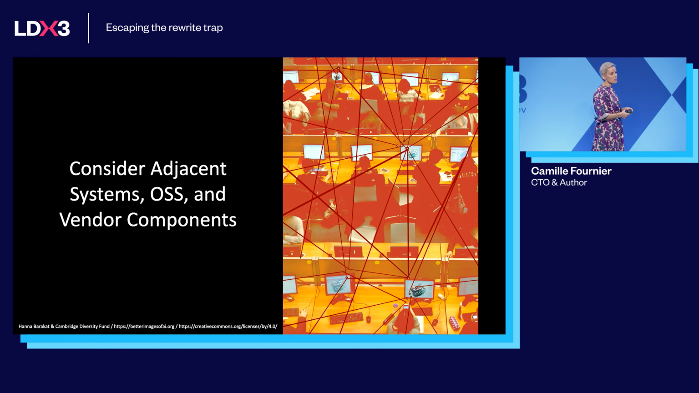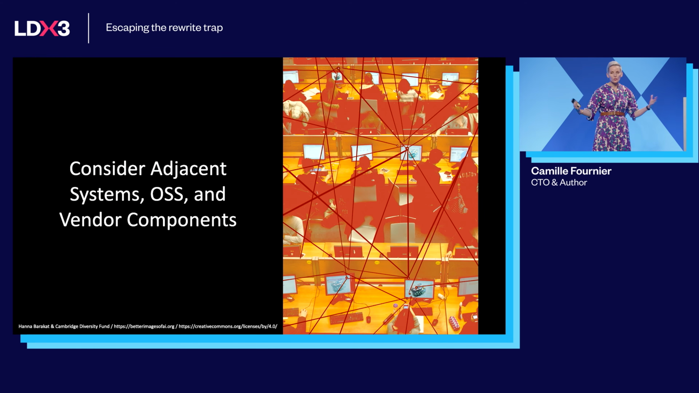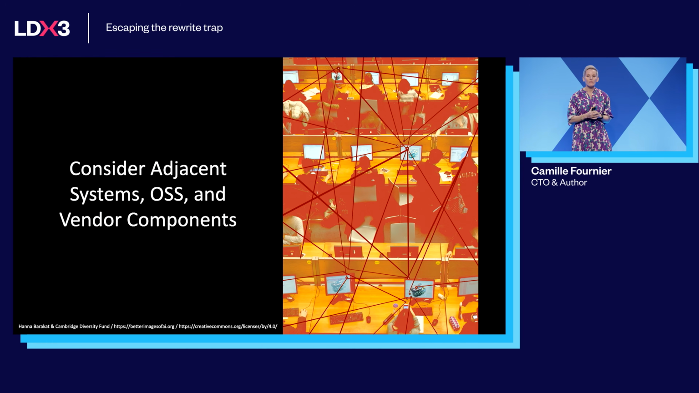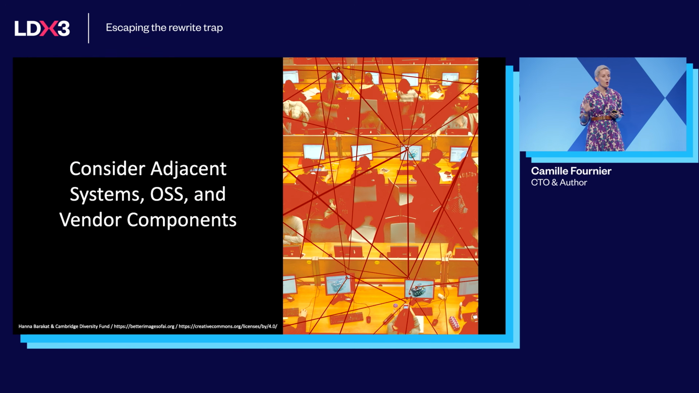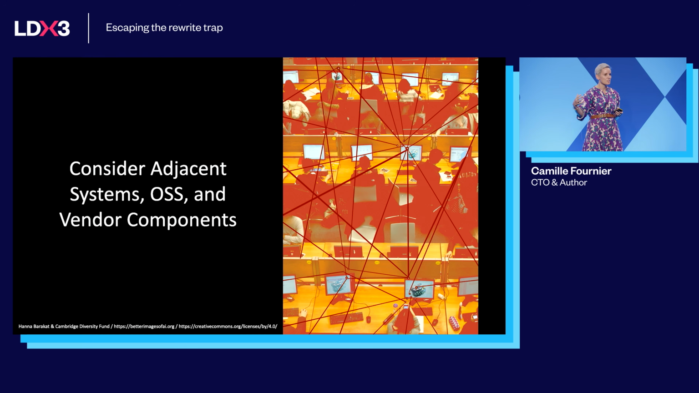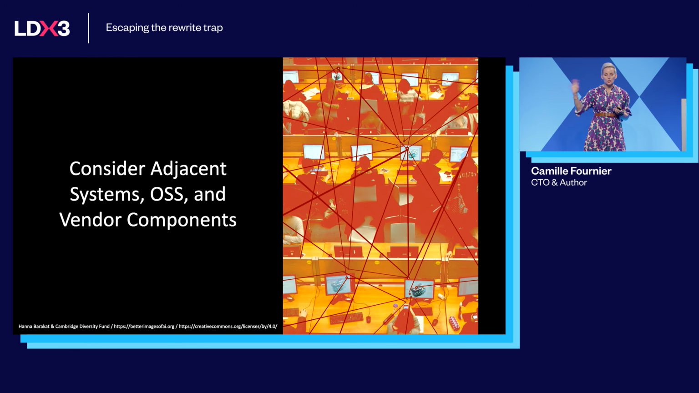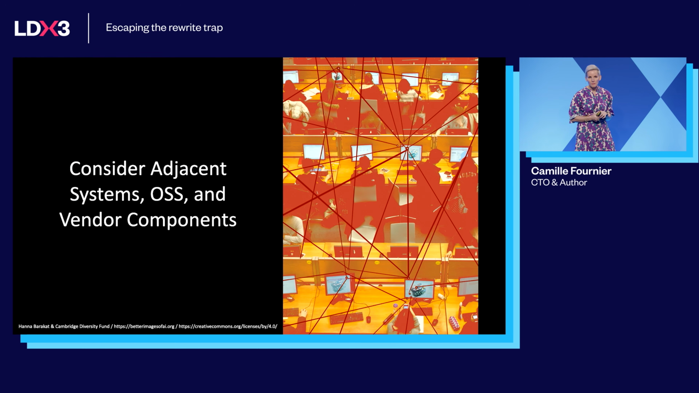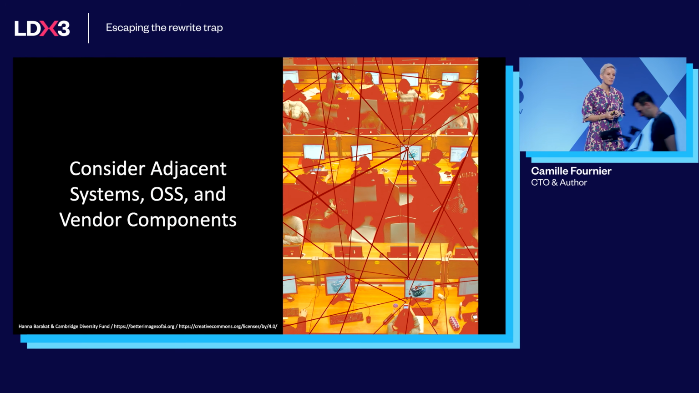You want to look at adjacent systems. So you want to look at the systems that are also being run in your company that are similar or have sort of a little bit of perhaps overlapping capabilities and ask yourself, could we absorb these systems? Could we simplify our portfolio of offerings to have fewer things that do more? That can be something you do. You want to also look at your open source and vendor components.